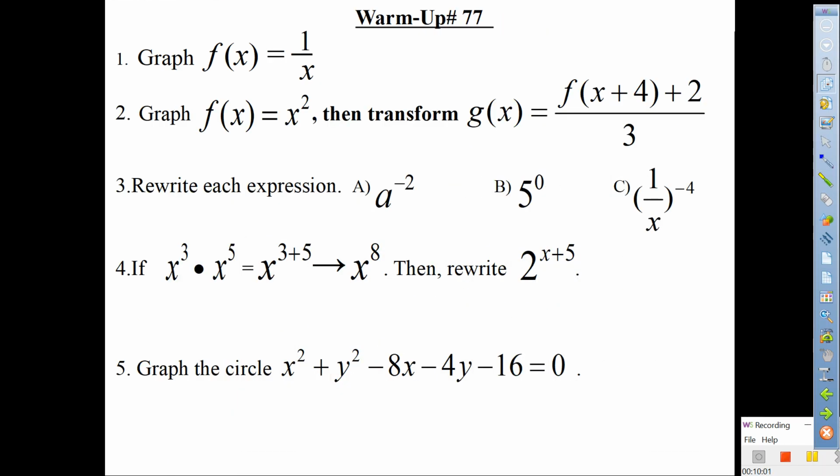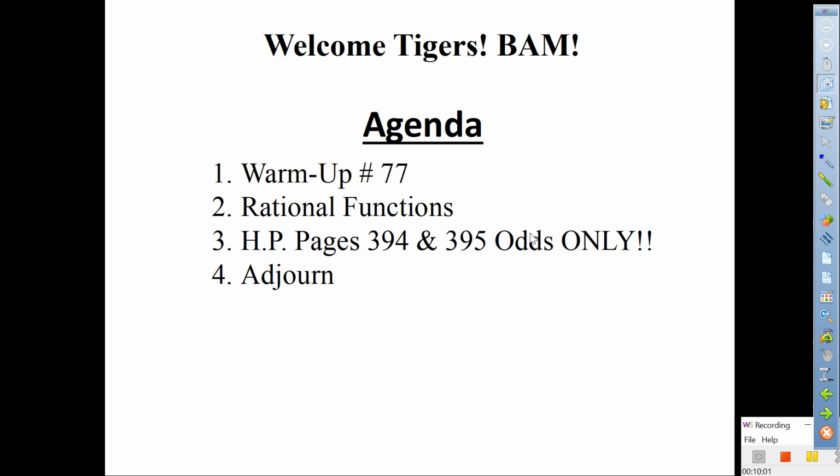Let's move on. Agenda for today. Warm-up number 77. We're moving on to rational functions. And tonight's homework, pages 394, 395, odds only. You can find that in Canvas. I included a new module, so whenever you go to Canvas, look through and you're going to see a new module titled Rational Functions. Yes? All right. You good, yeah? Yes, thank you. All right, good.